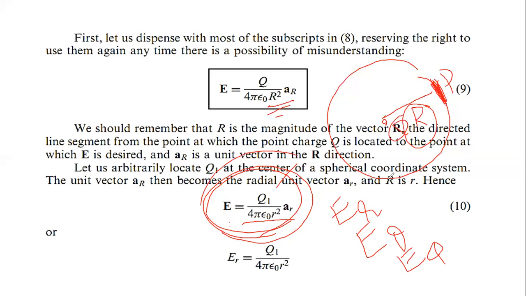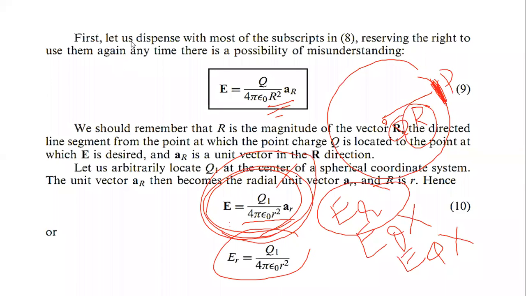But from this equation we know that this electric field intensity has the radial component only. This electric field intensity doesn't have E phi, doesn't have E theta. So we have the radial component only. So ER will be equal to Q1 divided by 4 pi epsilon naught R square. So this is the magnitude of the radial component of the electric field intensity.